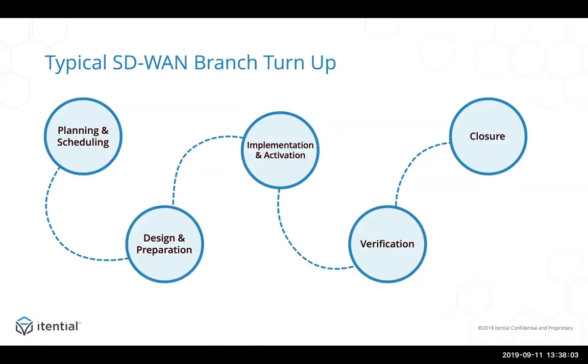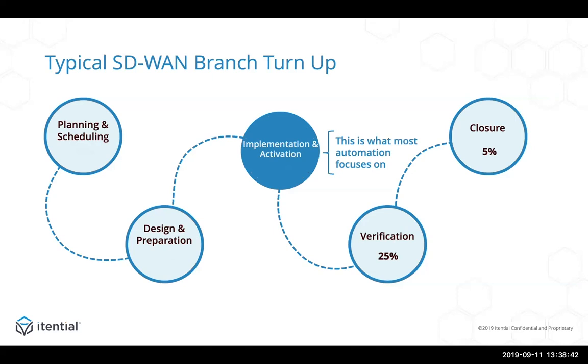So if we think about a typical SD-WAN branch turnup, and this is really talking more about what it means to be end-to-end, because the title of the discussion was end-to-end and multi-domain combined together. There are really 5 major buckets when we think about doing a new branch turnup. We do some planning and scheduling. We do some design and preparation. We do the actual implementation, and then we verify it and we close it. And obviously we could have a bigger loop here where we're listening for events to make changes within that branch.